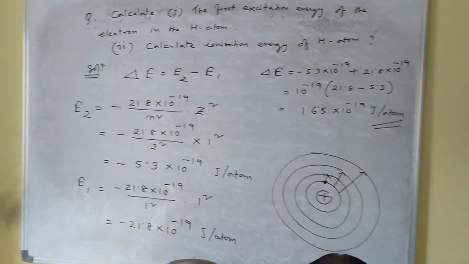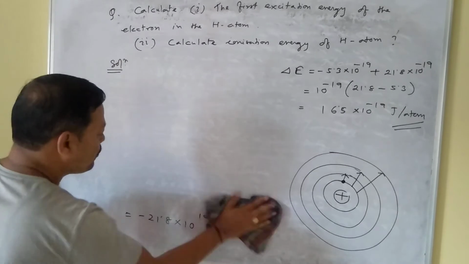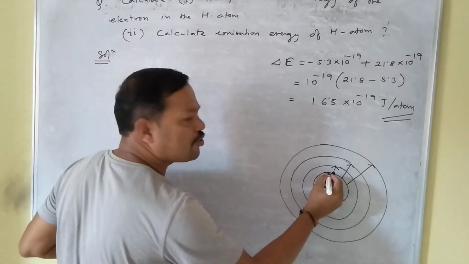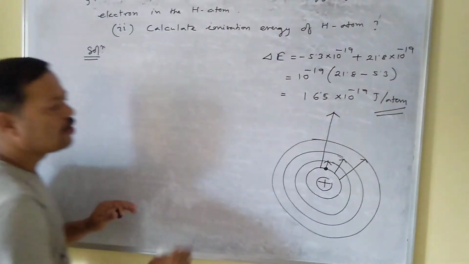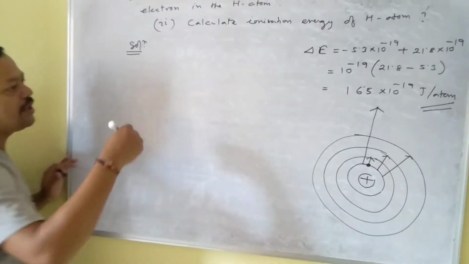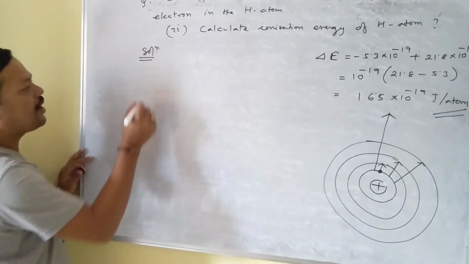And the second one: calculate the ionization energy. Then what do you have to do? Ionization means you have to remove the electron from the atom. I mean you have to excite the electron up to the infinity cell. When it goes to infinity, it cannot come back. That's why the electron gets out from the atom. That is called ionization energy. I mean the atom gets ionized.